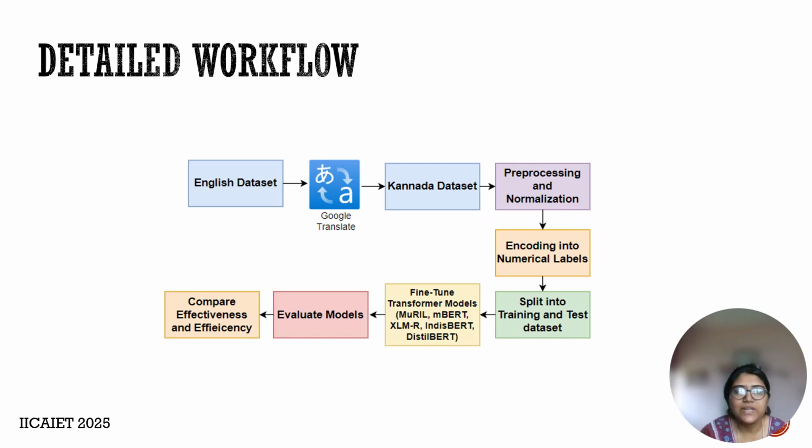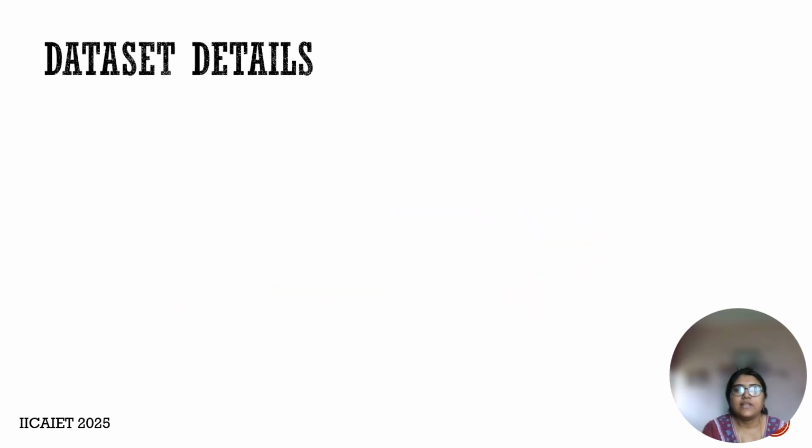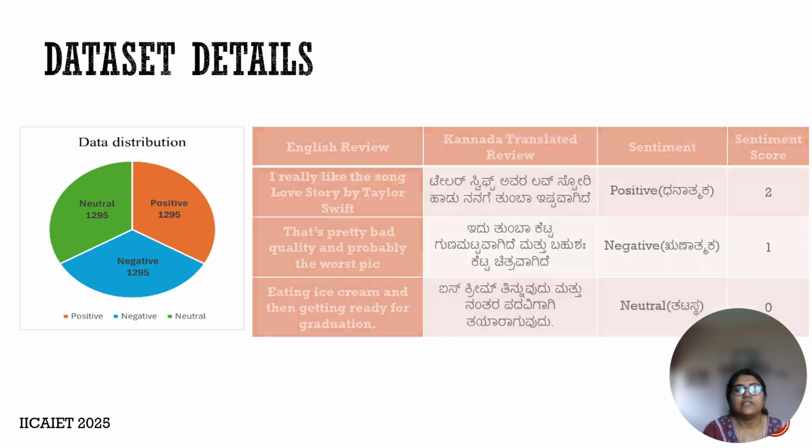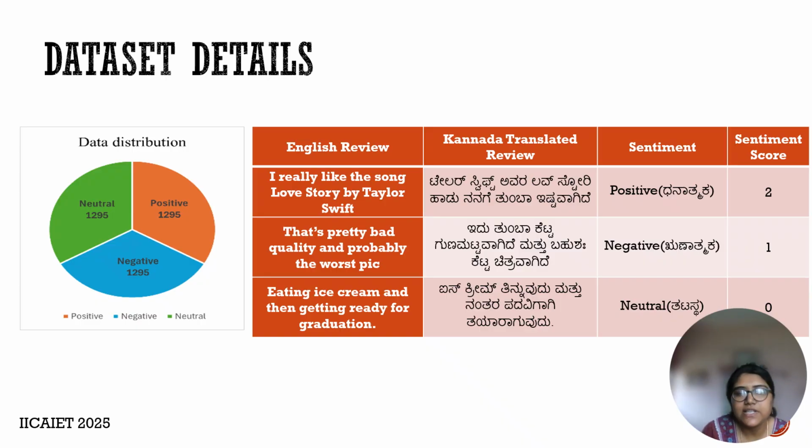Evaluate these models and compare the efficiencies. Next, dataset details. We have created a balanced dataset of 3,885 entries. Each class of positive, negative, and neutral has around 1,295 samples. For example, in the dataset we created, the example is in English.